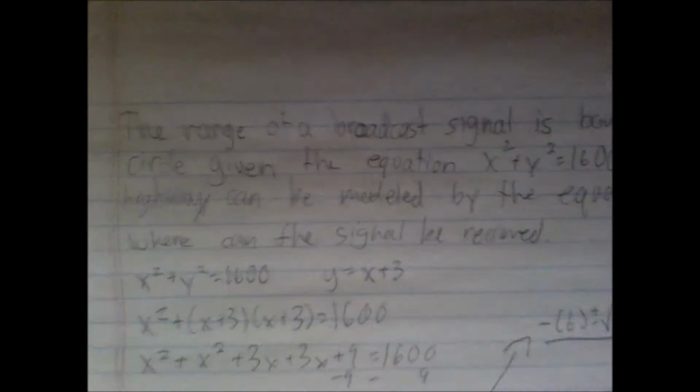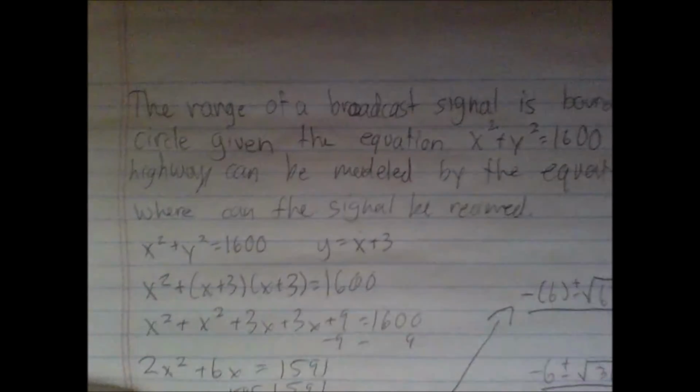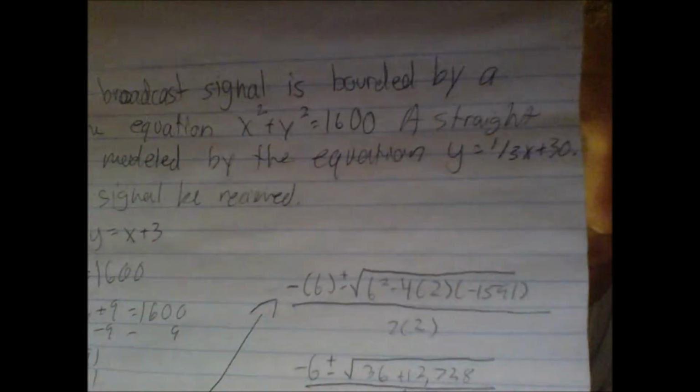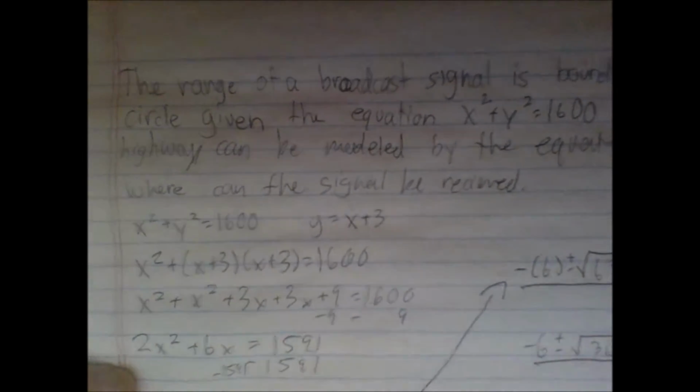I'm Mr. Suhu. For our next learning target, we've got real life examples. The range of a broadcast signal is bounded by a circle given by the equation x squared plus y squared equals 1600. A straight highway can be modeled by the equation y equals 1/3 x plus 30. Where are the signals being reached?